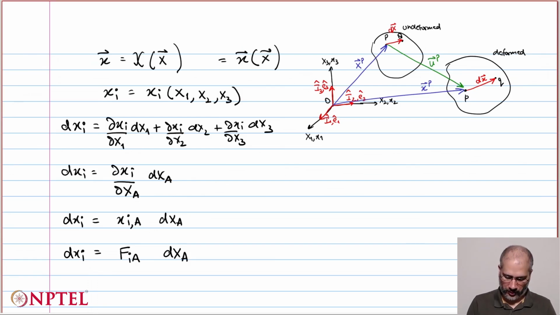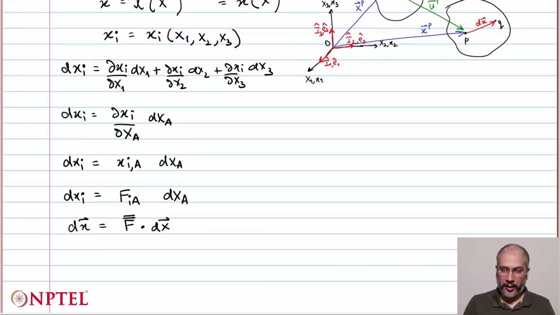And in the symbolic notation, this becomes d small x vector is the F tensor dotted with the d capital X vector. And you can now see that we have successfully written d small x vector as a function of d capital X vector, where the function is simply a dot product between a second order tensor and d capital X. This F has a name, and you may have guessed that F tensor is called the deformation gradient tensor.